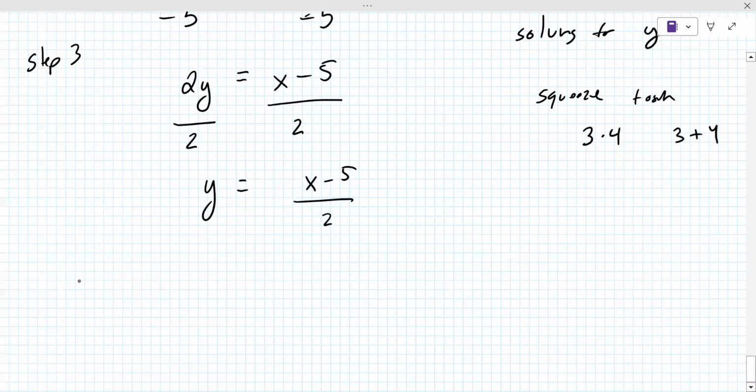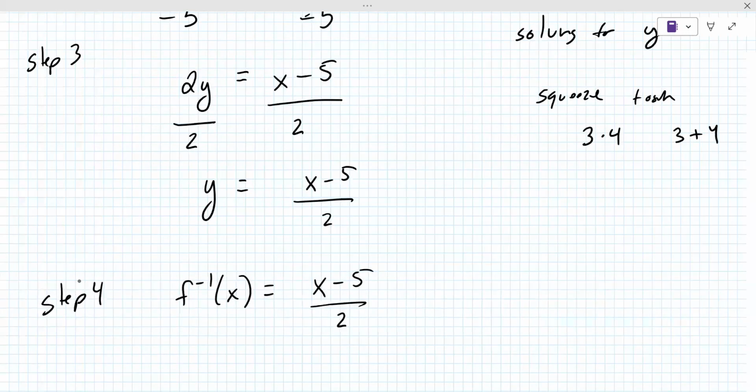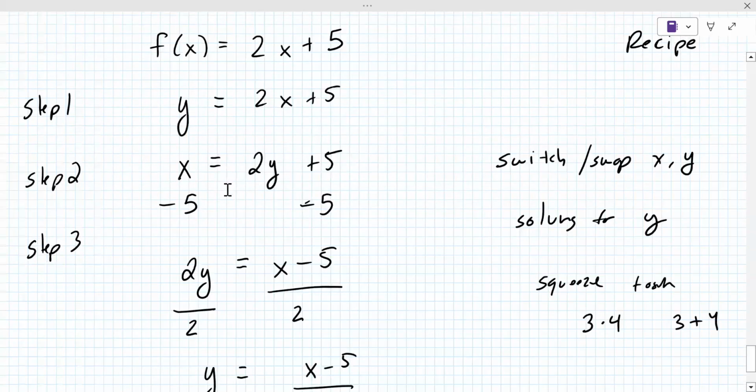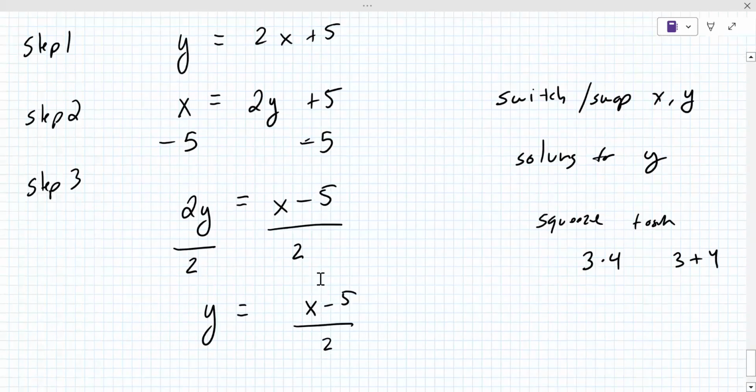Step 4, basically done, is you write f inverse instead of y. Oh, like that. What my teacher does is she'd leave it as x equals 2y minus 5 or whatever. Wait, yeah. Wait, no. So she'd leave it as x equals 2y minus 5, and you subtract 5, and then the answer would be x minus 5, or y equals, or 2y equals x minus 5.